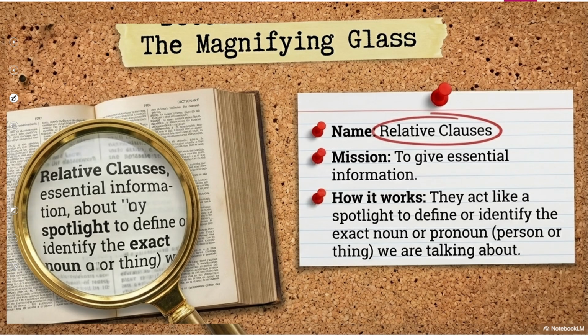Then the second type which we have is the relative clause. It is used to add essential information. How does it work? They act like a spotlight to define or identify the exact noun or pronoun we are talking about. It gives essential information, more information about the noun or pronoun.